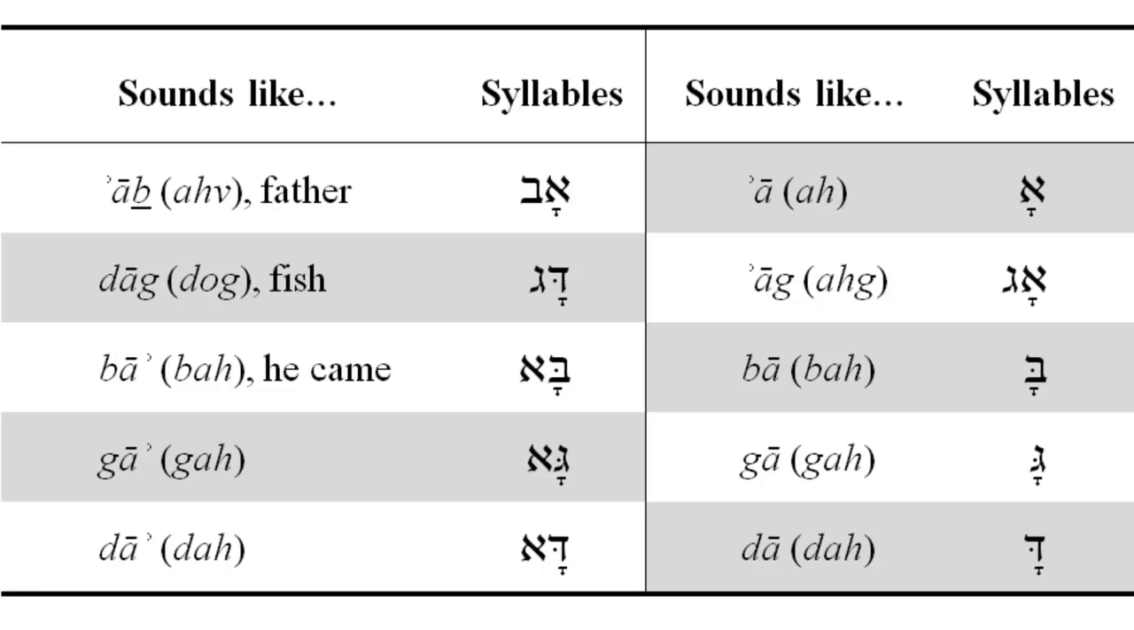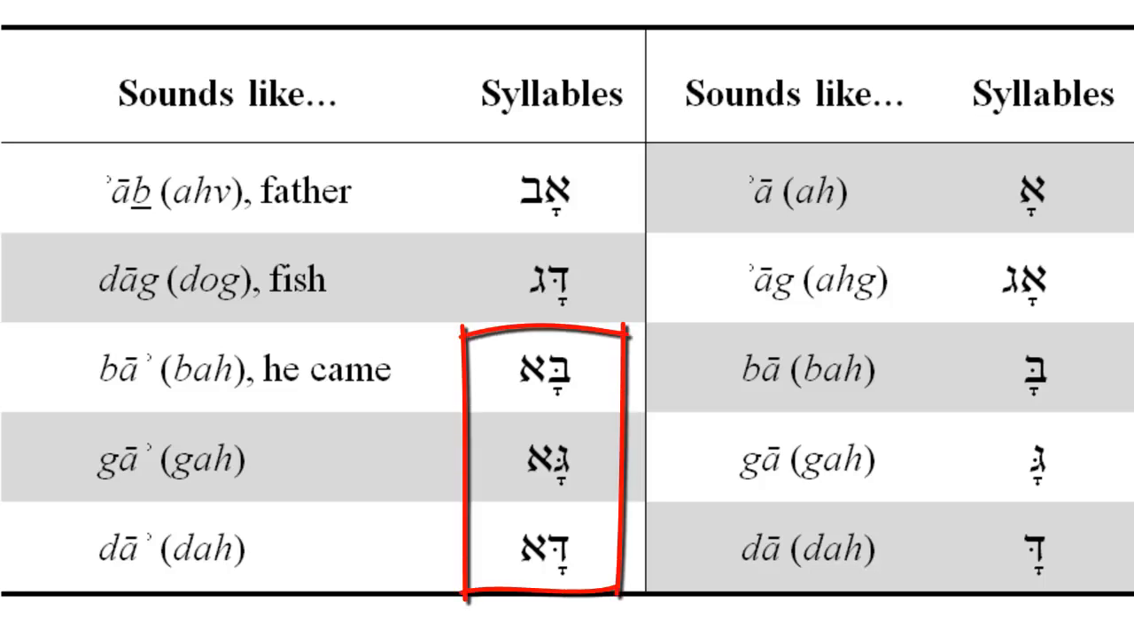Let's read over this collection of syllables. Then again, beginning with the upper right. Ah, ah. Ag, ag. Ba, ba. Ga, ga. Da, da. And now the group on the left. Av, av. Dag, dag. Ba, ba. Ga, ga. Da, da.